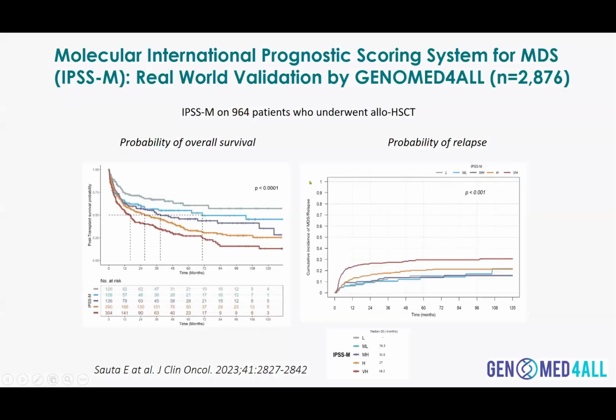As a first point, in GenoMed4All, we had the opportunity to provide an independent validation for molecular IPSS. And as you can see here, for the first time, we observed that this score is also useful to stratify the probability of survival and the probability of disease relapse in patients receiving allogeneic stem cell transplantation, thus suggesting that the clinical implementation of molecular IPSS can improve the capability to provide a more accurate selection of patient candidates to receive a transplant and to define in a more appropriate way the optimal timing of the procedure.